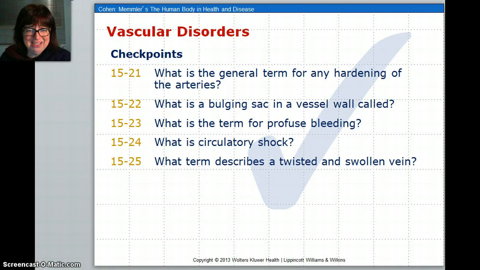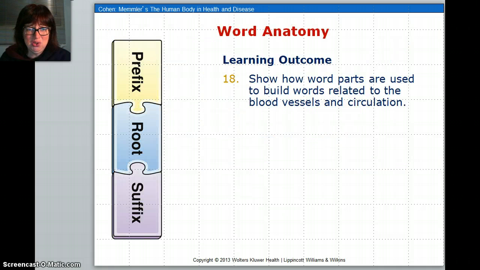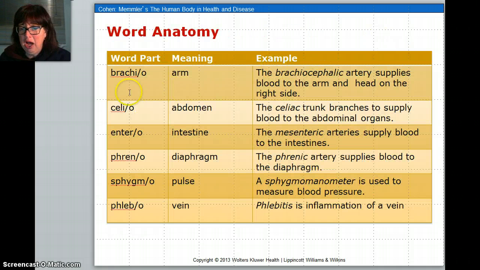That's pretty much the theory here. Pay attention to your word anatomy. Brachio is arm. Celio is abdomen, entero, intestine, phrenic, diaphragm. Realize your diaphragm is on top of your digestive organs, very important in breathing. Sphygmo has to do with pulse, and phleb has to do with veins. So if you have phlebitis, you have an inflammation of the vein, and a phlebotomist takes blood.